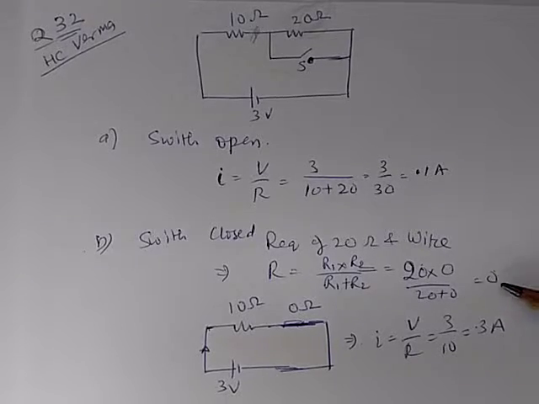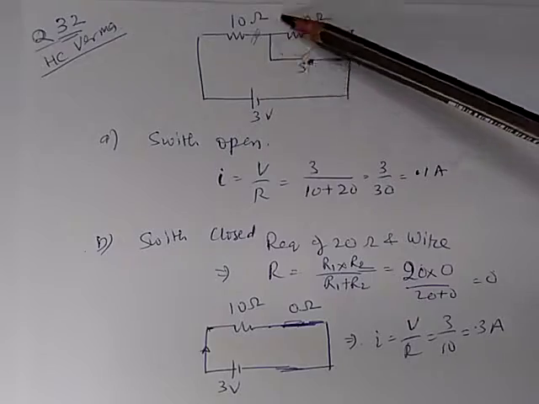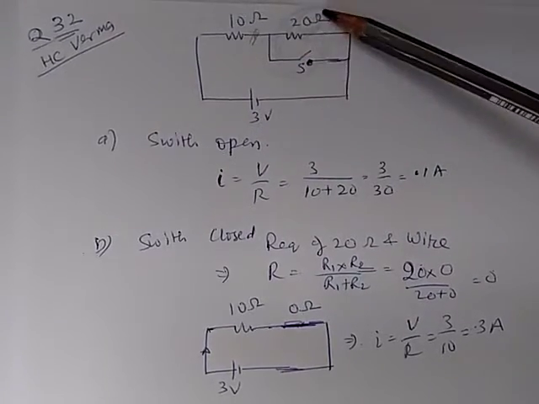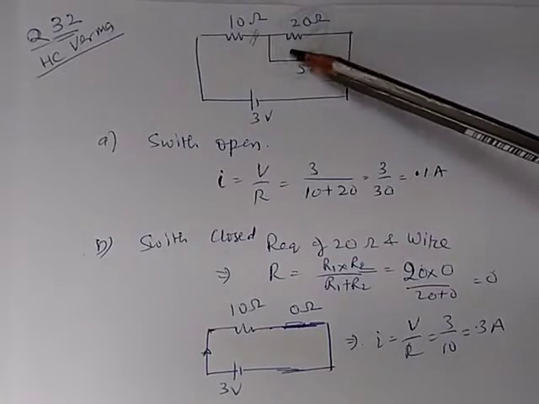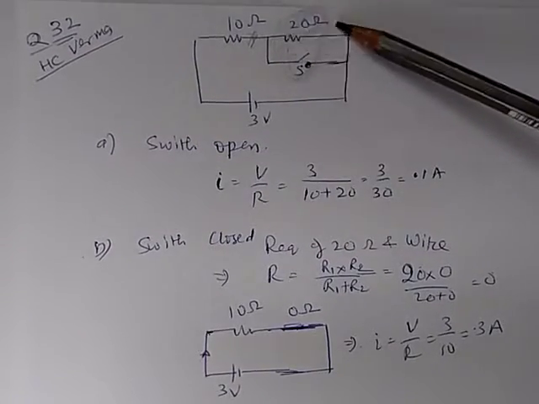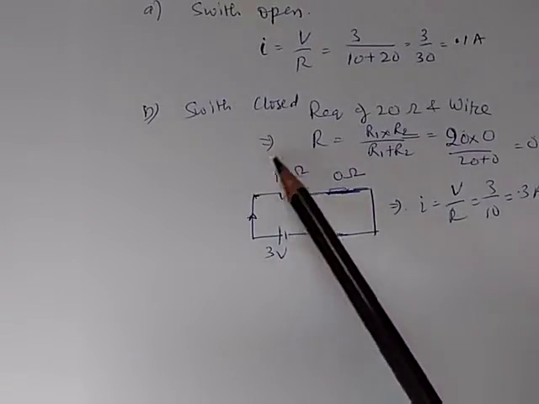And what is a 0 ohm resistor? A 0 ohm resistor is nothing but a simple wire. A wire has 0 ohm resistance. So we can replace these two resistors, if we can call this switch a resistor, by a 0 ohm resistor or a simple wire. And in that case, the circuit looks something like this.